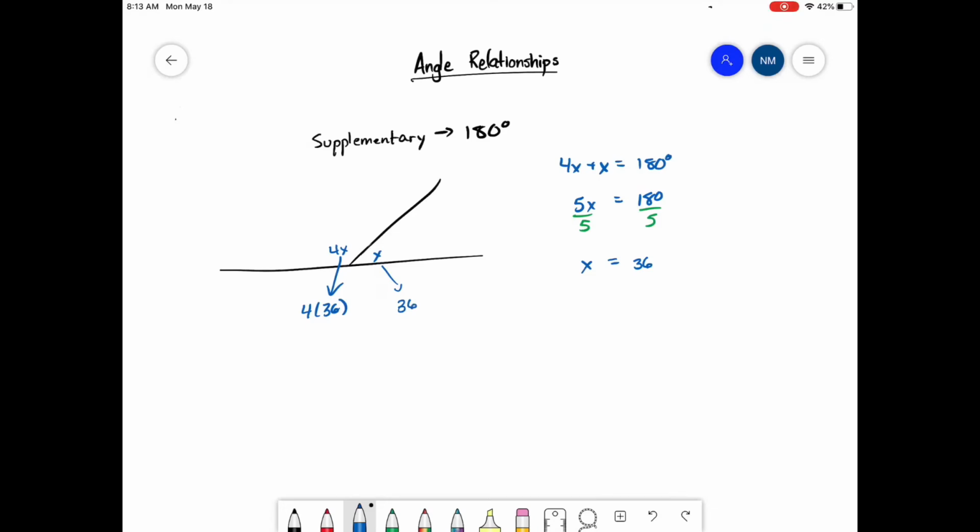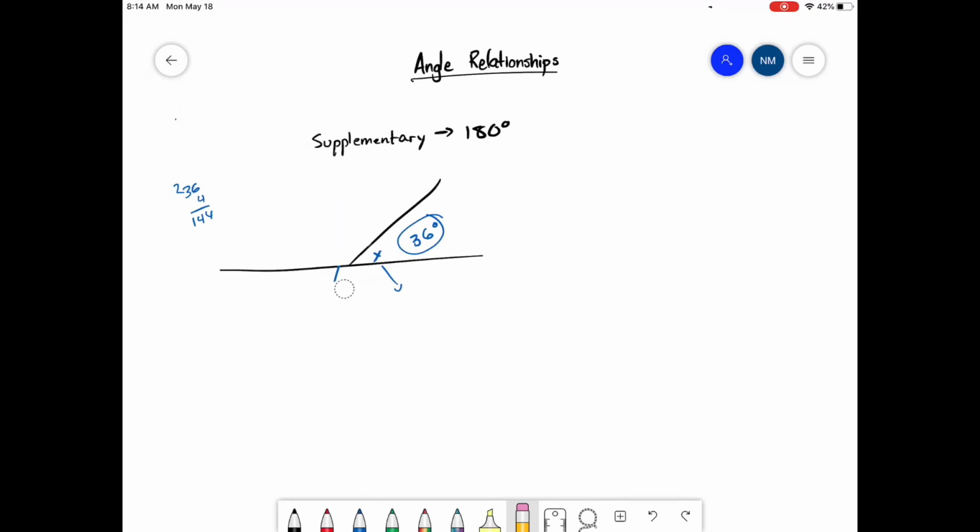And then to find our answers for the measures, we simply plug in 36 and solve. So x is equal to 36, so this measure is 36 degrees, and then 36 times 4 is 144. So this measure is 144 degrees. If I was to take these two things and add them together, I would get 180 degrees. And then we'll do one slightly harder, just like we did for complementary, but it's the same exact process.